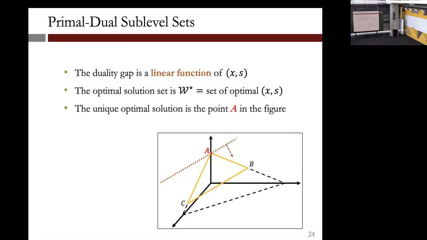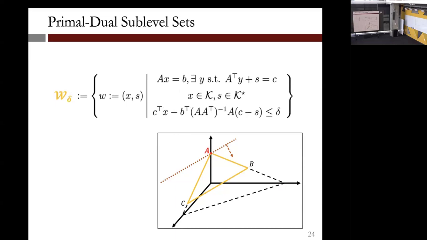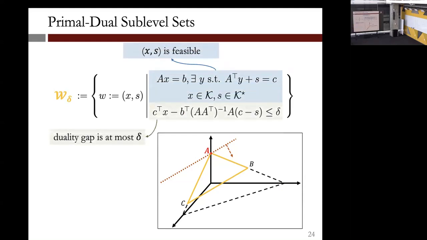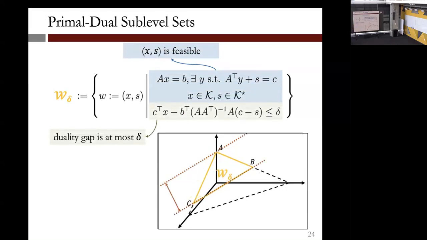So here I am in X and S space, right? My optimal solution, say, is at this point A. So that is the set, but more generally, it doesn't have to be a unique solution. And then I can also look at the sublevel set. So I can say, okay, give me all X and S's that are primal and dual feasible and whose optimality gap is less than or equal to delta. And that's going to be this yellow region here. And now that I have that region, all right, that's all nice.